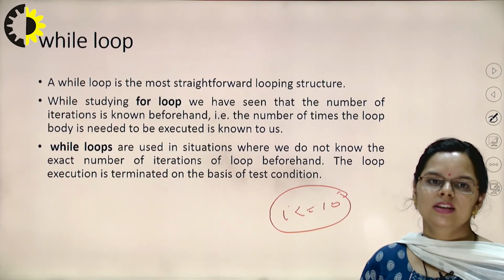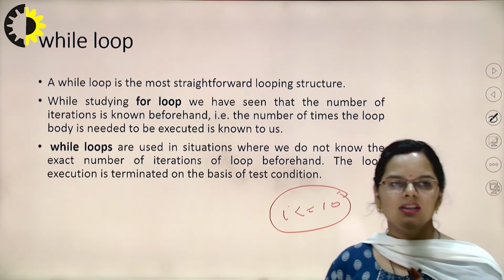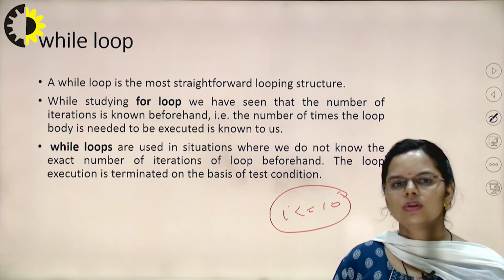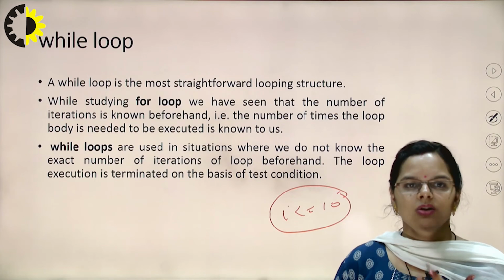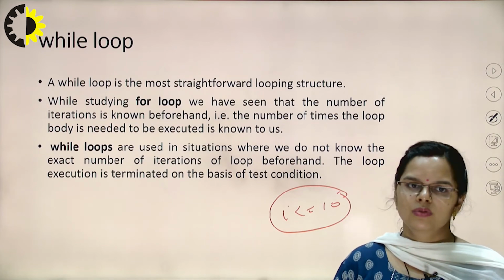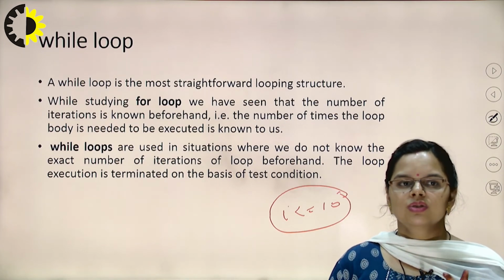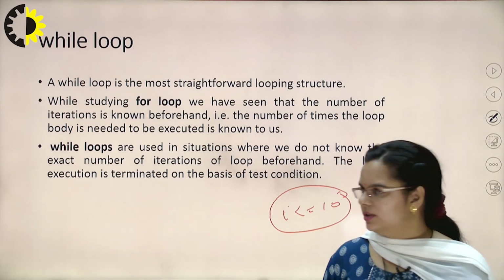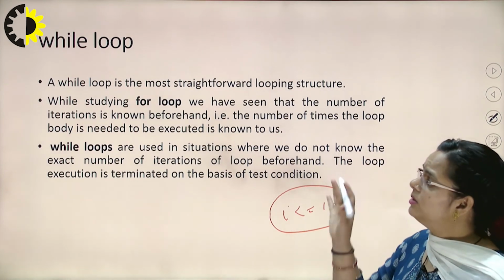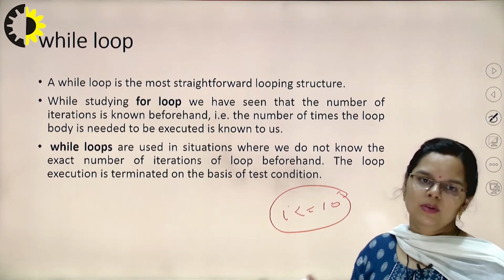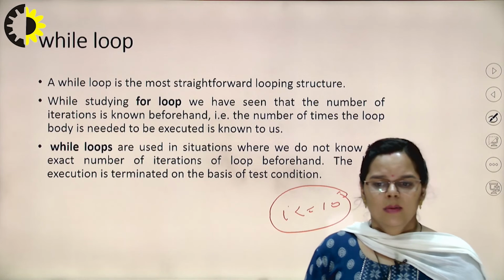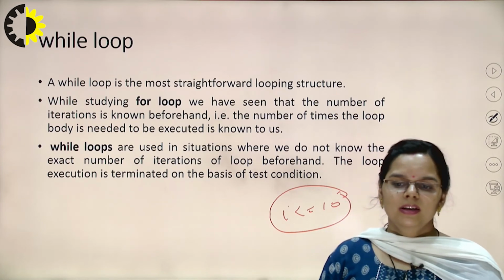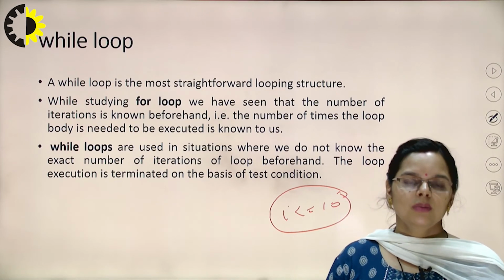So basically, the number of times a loop body needs to be executed is known to us in a for loop. When we talk about a while loop, in such situations we do not know the exact number of iterations beforehand, and the loop execution is terminated on the basis of a test condition. So almost all types of problems can be evaluated using a for loop or a while loop, but it depends on the problem and what type of solution we want to apply.